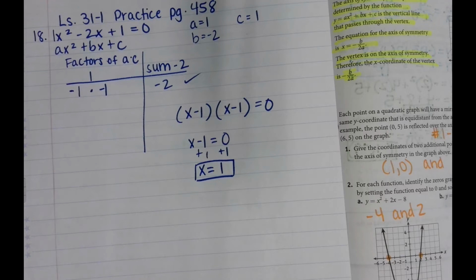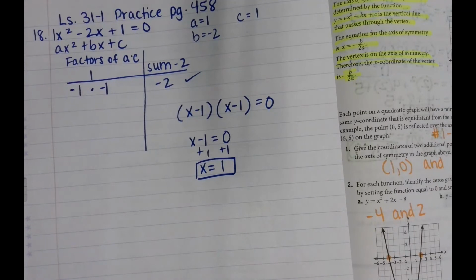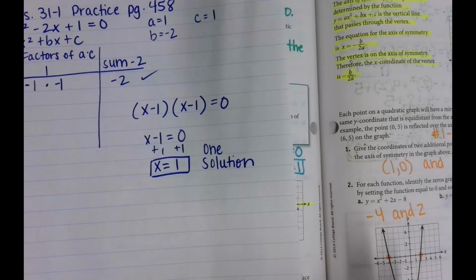As we only dealt with two solution quadratic functions, here we only have one solution. So if we were to graph this, it's only going to touch the x-axis at one point, which means that our vertex would be the x-intercept. So when your vertex is the x-intercept, there's only one solution.